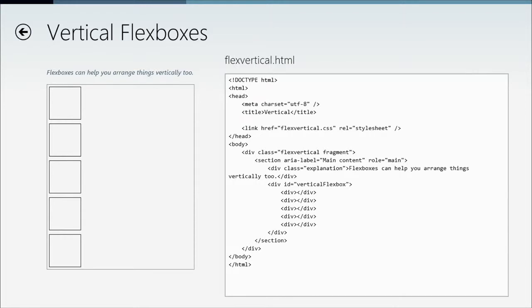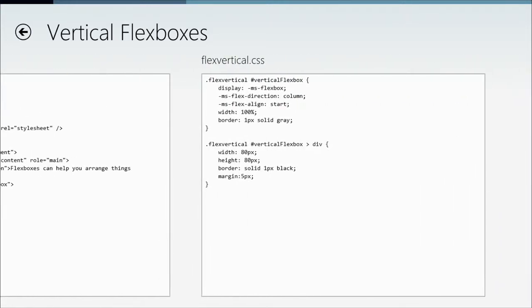How do you lay them out vertically? And in this case, I'm still using the MS prefixed versions, but the Flexbox has, since I wrote this, made it to more of a standard, so I need to update this and use the standard Flexbox attributes. To do item noted. To do item note, yeah, that's on the list.